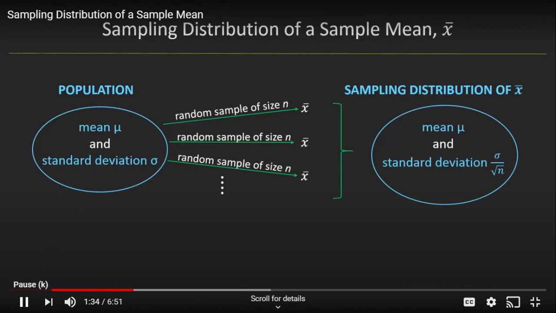It turns out that this distribution of sample means has the same mean mu that the population has, but it doesn't have the same standard deviation. The standard deviation of the distribution of sample means is equal to the standard deviation of the population, sigma, divided by the square root of the sample size, n. Notice that since we are dividing the population standard deviation by the square root of the sample size, as the sample size increases, the standard deviation of the sampling distribution decreases.